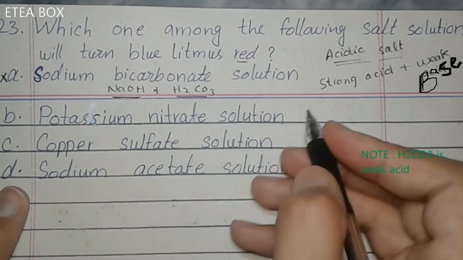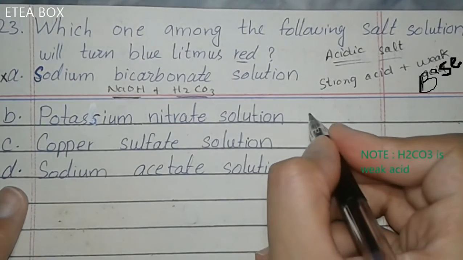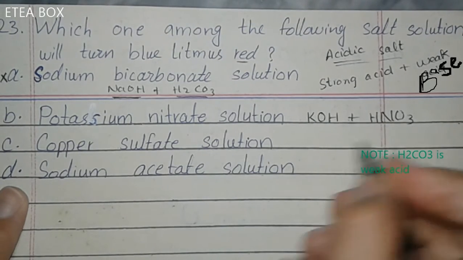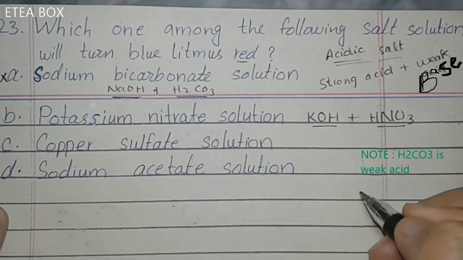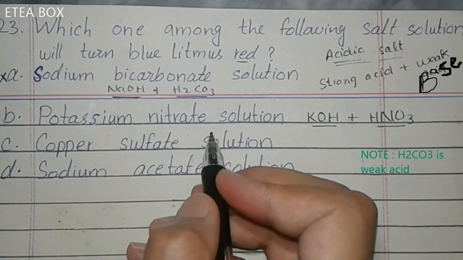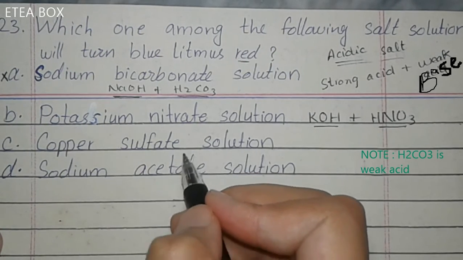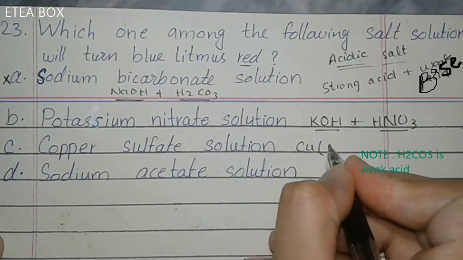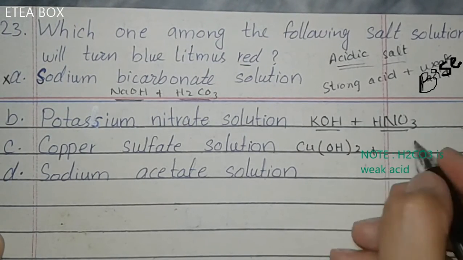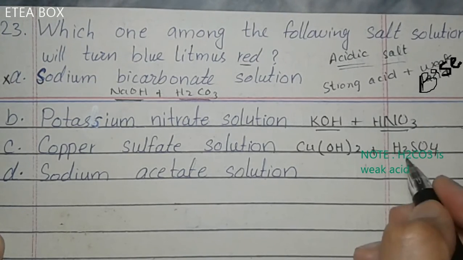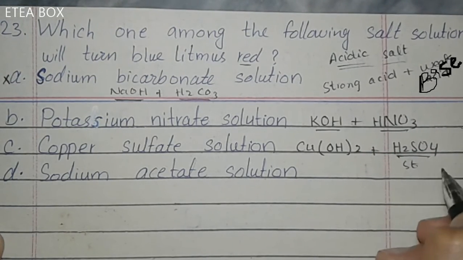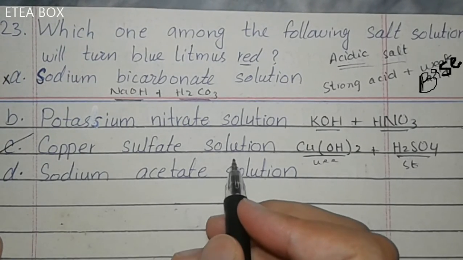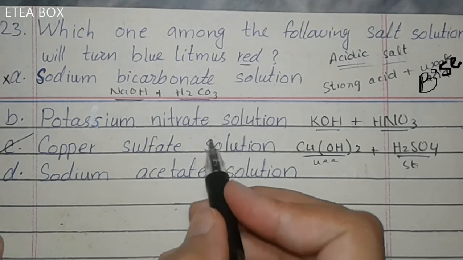Now look at potassium nitrate solution. This one is made up of KOH plus HNO3. KOH is a strong base and HNO3 is a strong acid, so potassium nitrate is a neutral salt and will not turn the litmus paper red. Look at copper sulfate. Copper sulfate is made up of Cu(OH)2 plus H2SO4. H2SO4 is a strong acid and this one is a weak base. So this one is correct. Copper sulfate solution is an acidic salt, so it will turn the litmus paper red.